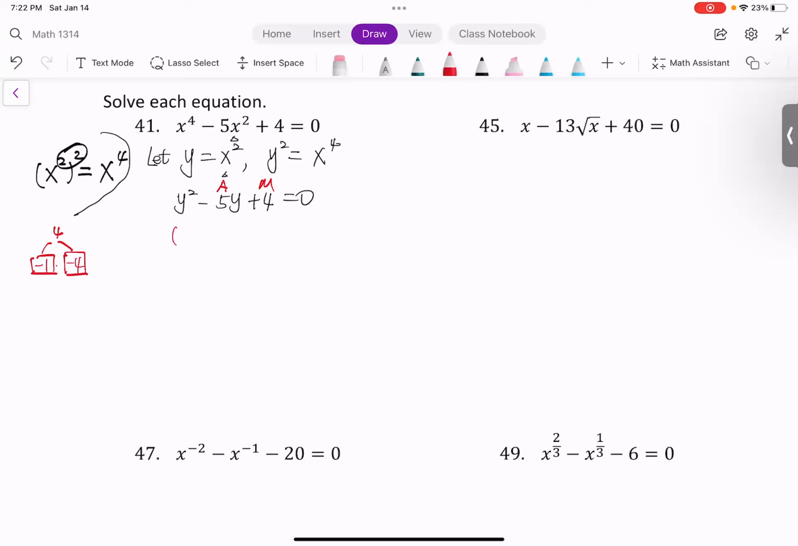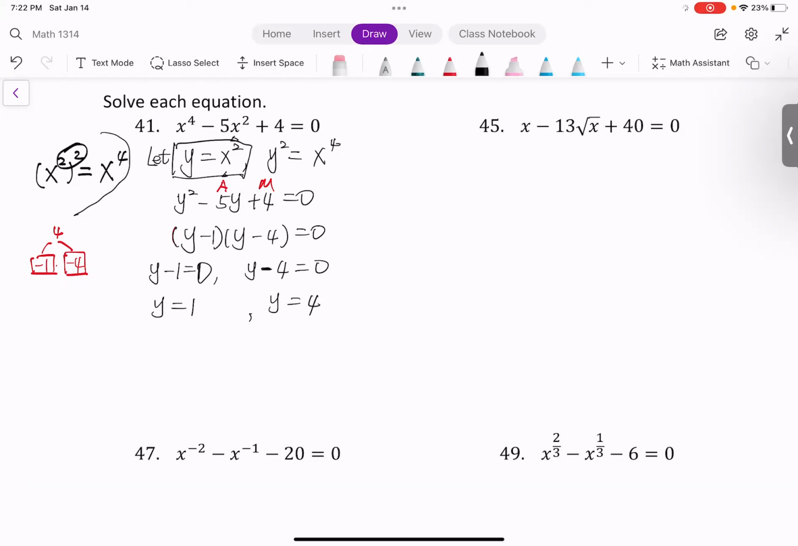So we have y minus 1, y minus 4 equals 0. We can solve for y. Y minus 1 equals 0. Y minus 4 equals 0. Solve for y, add 1 to both sides. Y equals 1. Y equals 4. Are we done? No, because we're solving for x. And we know that y equals x squared.